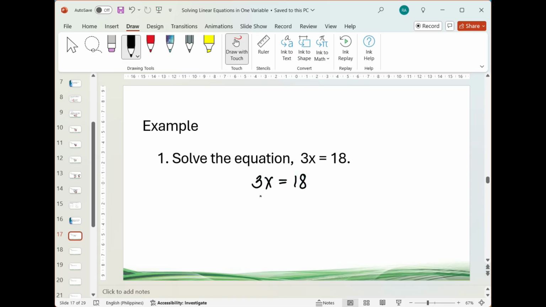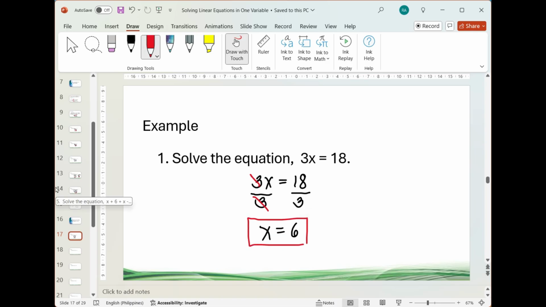So si x dito ay merong coefficient, no? Kung mapapansin natin, meron siyang coefficient na 3. So kung ano po yung coefficient ni x, yun ang ipang-divide natin para x na lang yung matira sa equation. So dahil 3 ito, okay, so we will divide both sides of the equation by 3. So dito in-apply natin yung tinatawag na division property of equality. So we know that 3 divided by 3 is 1, so this becomes x. And 18 divided by 3 is equal to 6. So therefore, x is equal to 6. So this is our root or solution.